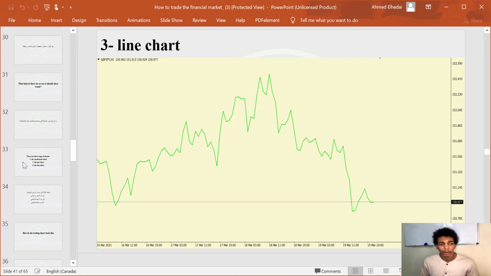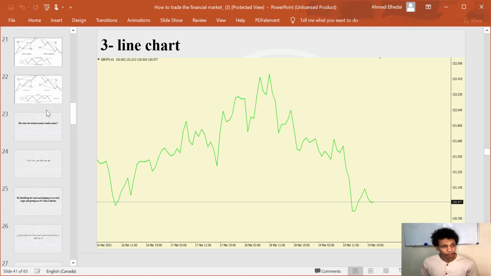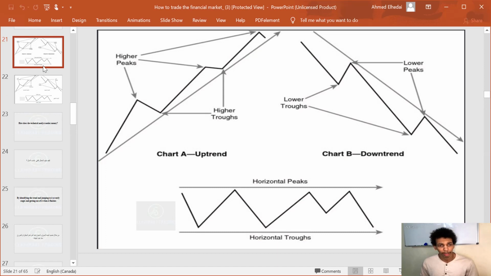Now I'll show you what the trend looks like in the trading market. In the trading chart, as you can see here, we have three types of trend: the uptrend, downtrend, and sideways trend. On the left side of the screen, you can see the uptrend. On the right side of the screen, you can see the downtrend, and on the lower side of the screen, you can see the sideways trend.